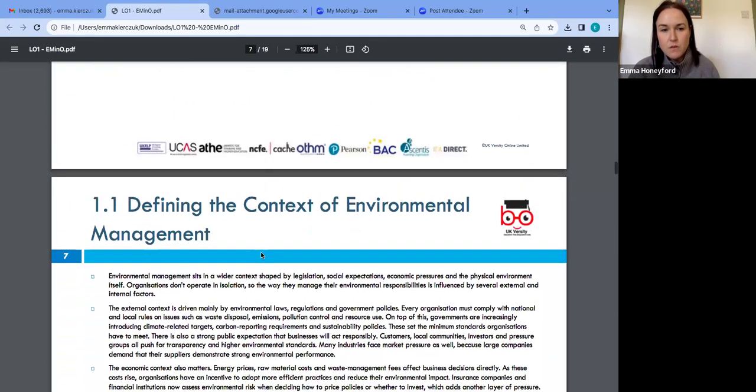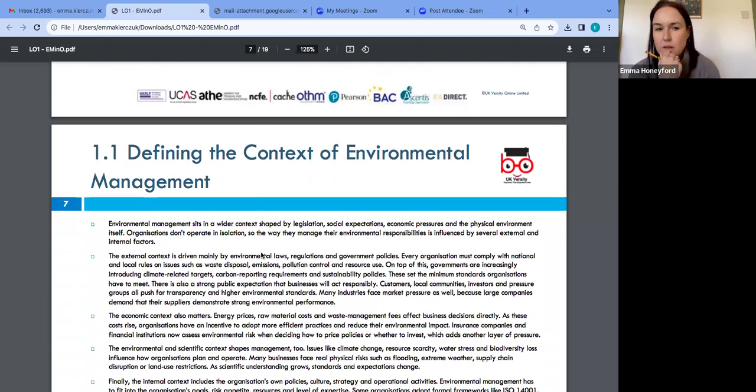And then the next section is around how we define the context of environmental management. Environmental management sits in a wider context shaped by legislation, social expectations, economic pressures, and the physical environment itself. So organisations don't operate in isolation. The way they manage their environmental responsibilities is influenced by several external and internal factors. I won't go over all of these, there's a lot of detail in here.